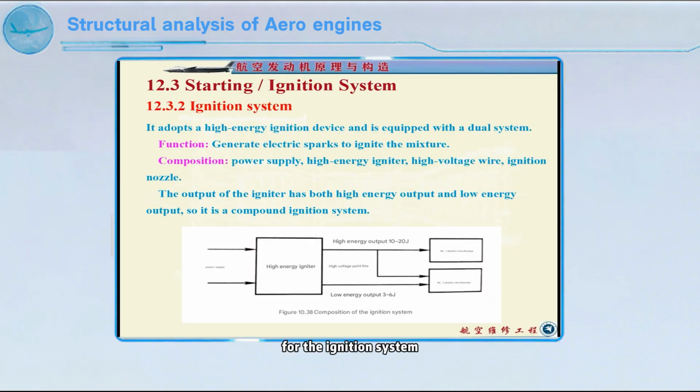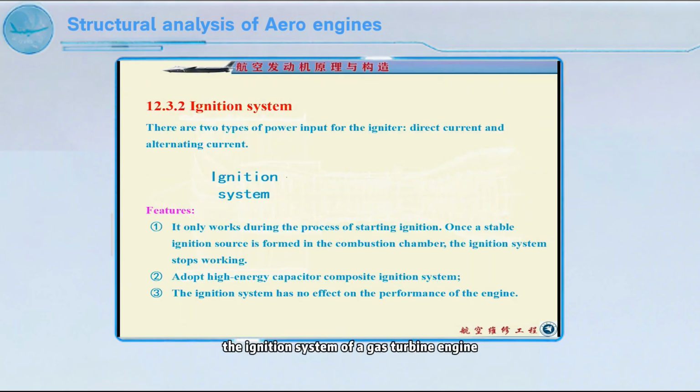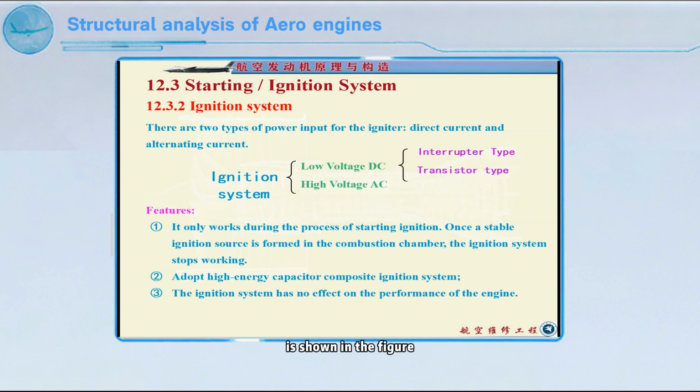For the ignition system, all gas turbine engines use high-energy ignition devices and are always equipped with dual systems. The function of the ignition system is to generate an electric spark to ignite the mixture. The ignition system of a gas turbine engine is shown in the figure. It consists of a power supply, a high-energy igniter, a high-voltage wire, and an ignition nozzle. The output of the igniter has both high-energy output and low-energy output, so it is a composite ignition system.